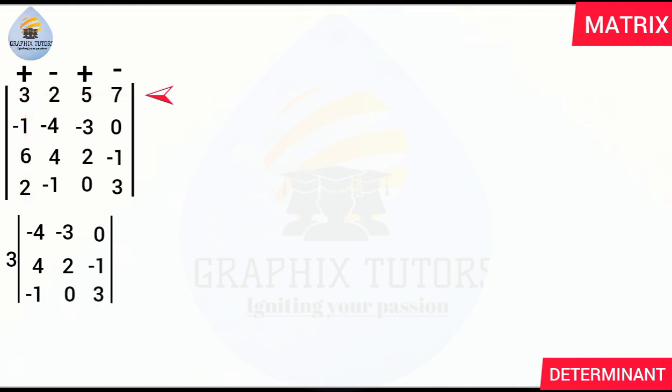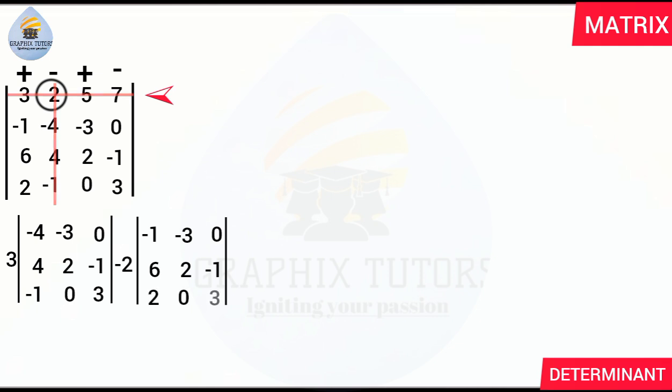So the next one, minus 2. If I'm considering 2, I must put the minus in front of the 2. So considering minus 2, right? Down the column, along the row, I'll be left with minus 1, minus 3, 0, 6, 2, minus 1, 2, 0, 3. That's what we have when you consider 2.